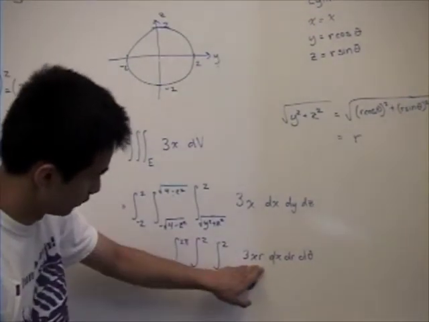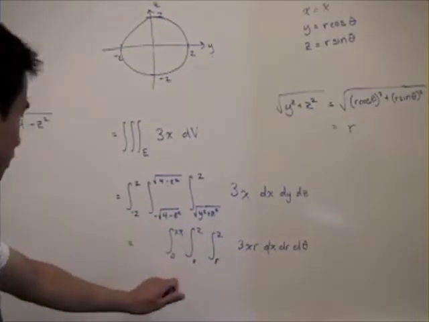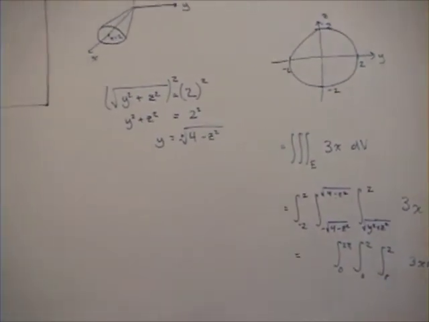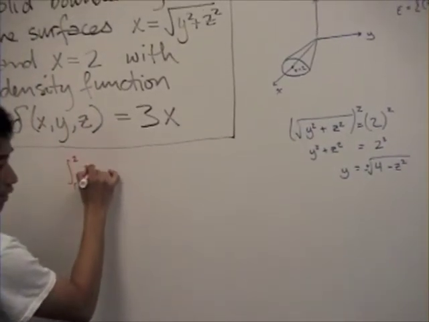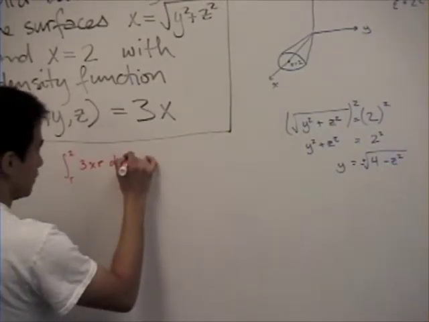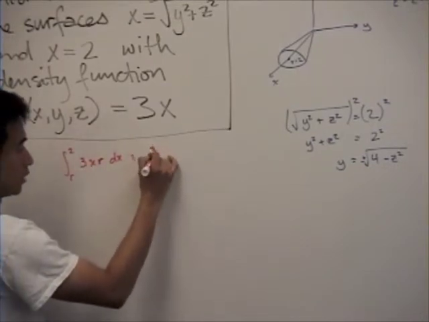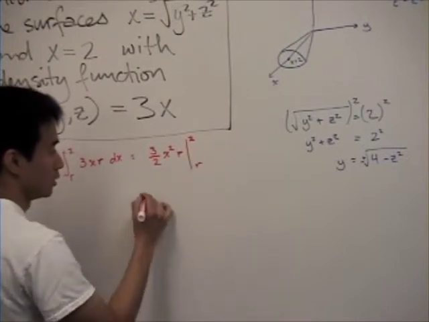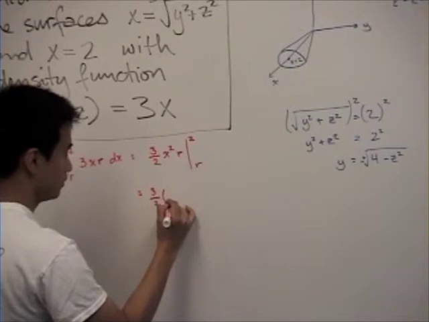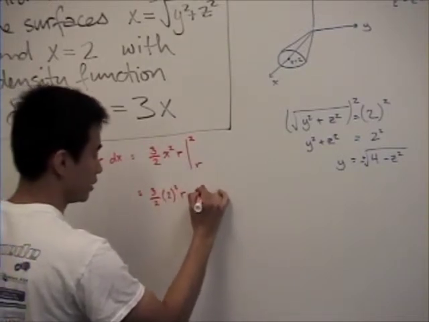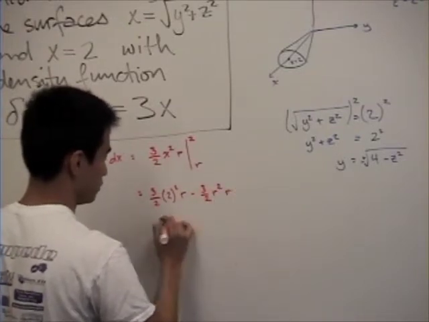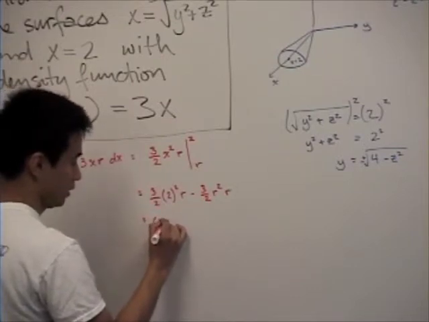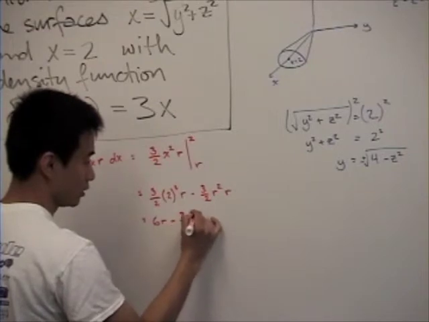So what we're going to have to do is integrate this with respect to x first, then dr, and then d theta. Because of lack of space, I'm just going to write it out right here, and I'll use a different pen. So the integral from r to 2 of 3x r dx, first with respect to x, is going to be, if we integrate this, 3 over 2 x squared r, because we're keeping r as a constant, from r to 2. So this is going to be 3 over 2 times 2 squared r minus 3 over 2 r squared r, which is 2 squared is 4 divided by 2, which is 2, times 3, 6r minus 3 over 2 r to the third, right?